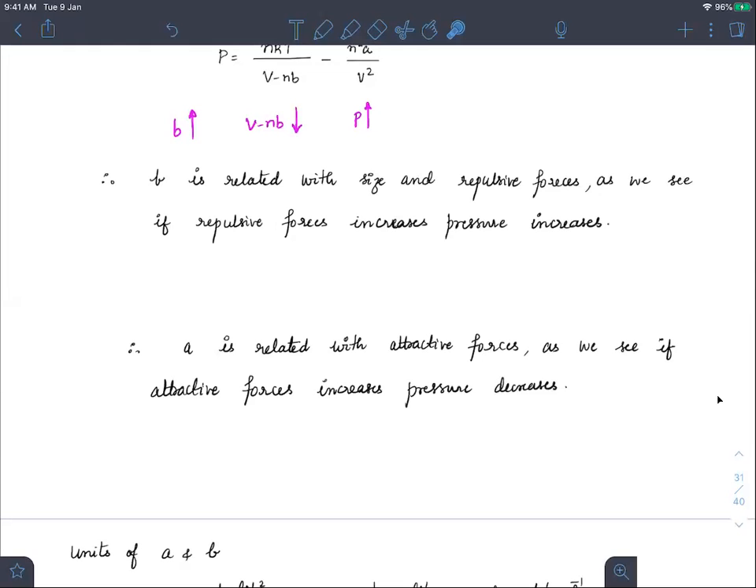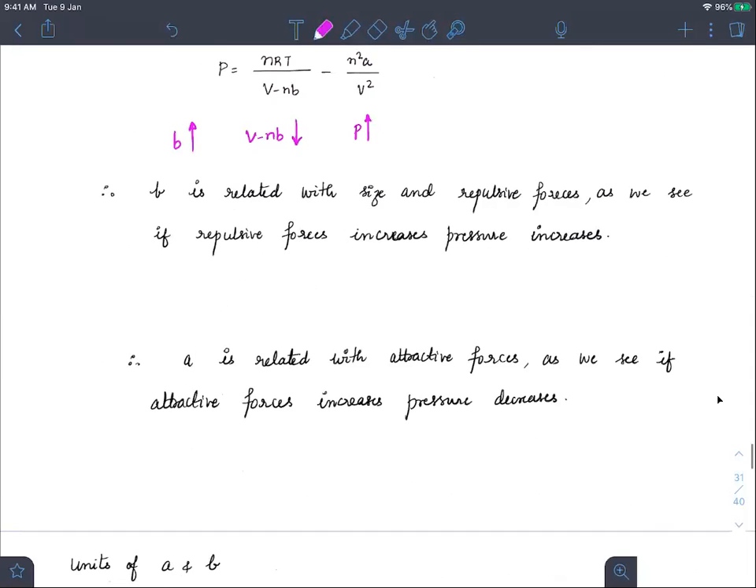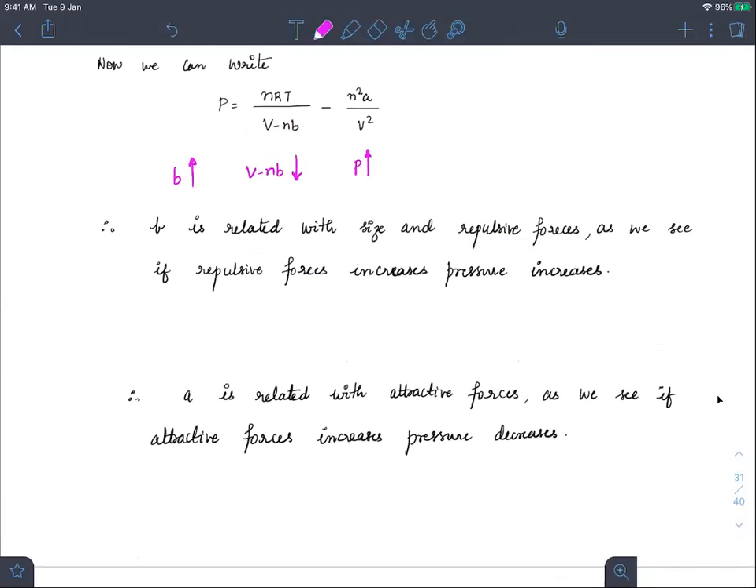Now, similarly, check out for A now. Suppose you consider the same equation. If I increase A, this value will increase, correct? Which means A n square by V square will increase. If that increases, pressure will increase. Sorry, pressure will decrease.